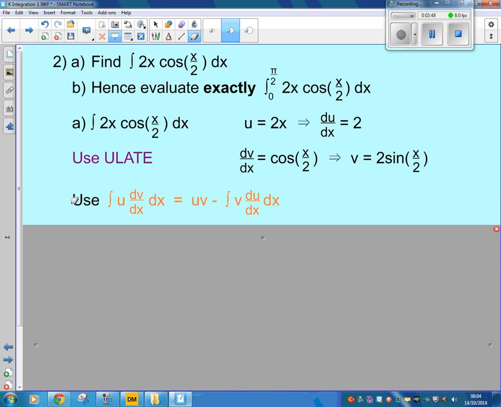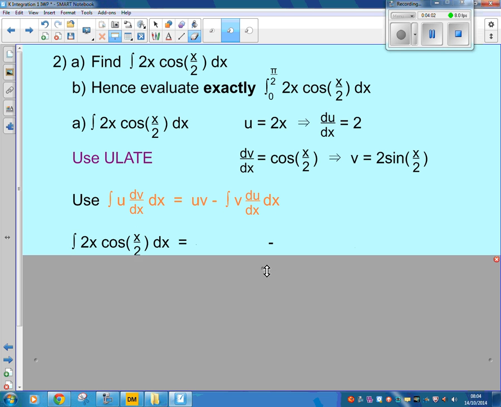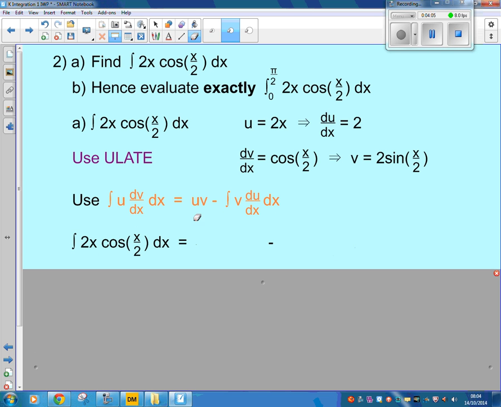Now, this is your rule for integration by parts. It's in your formula book, but still worth knowing it. The integral of u dv dx equals uv minus the integral of v du dx. We just slot everything in. So here's the question. It becomes u, 2x, times v, 2 sine x over 2. Well, 2 times 2x is 4x sine x over 2. Then we look at the other bit. It becomes the integral of v du dx, v du dx. This times this. Well, 2 times 2, 4, sine x over 2 dx.